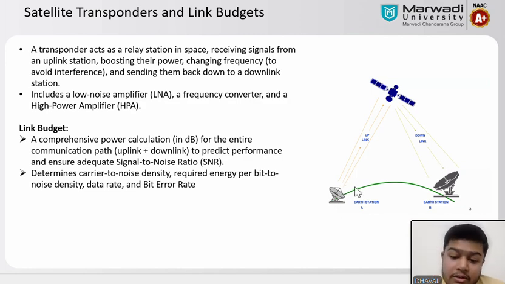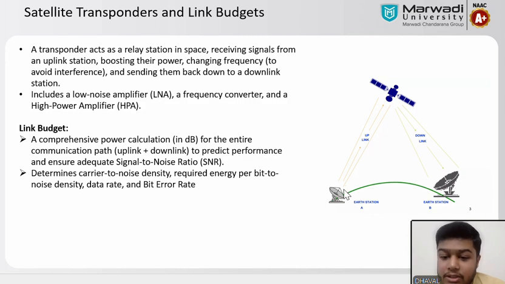Here there is an Earth station, point A. It's sending data to the satellite, the relay station in space. It receives signals from the uplink station. Now it will boost the power, change frequency, and send back to a downlink station located at point B. This is called a transponder. It includes a low noise amplifier, frequency converter, and high power amplifier.